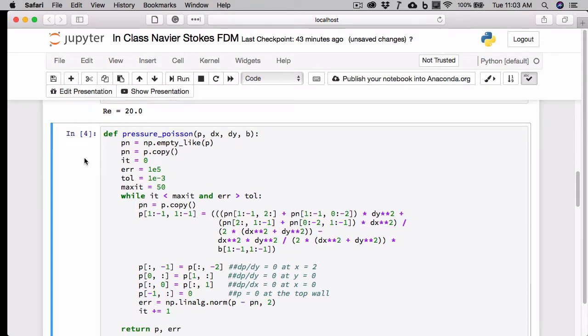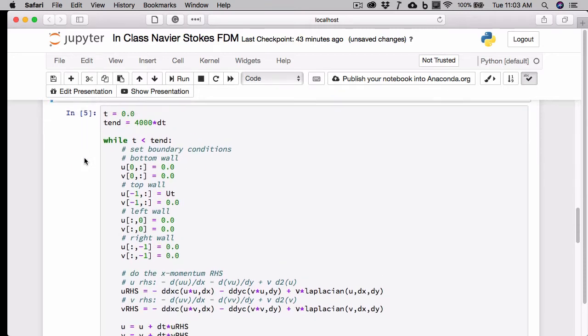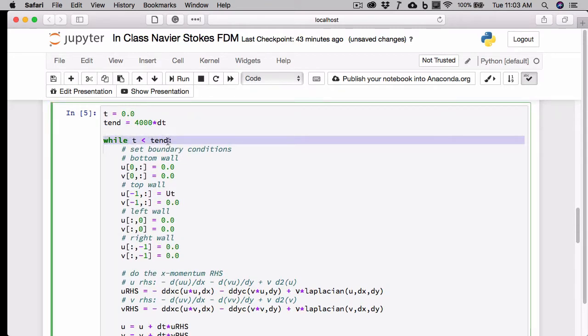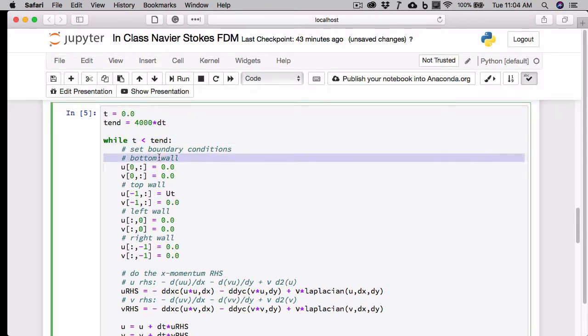Okay, so before we get to this, this is what we had: a while loop, while t is less than t end. Then we set the boundary conditions for the velocities. It's so easy with primitive variables to set boundary conditions, right? Especially if there are grid points at the boundary. So you're setting the velocity directly at the boundary.